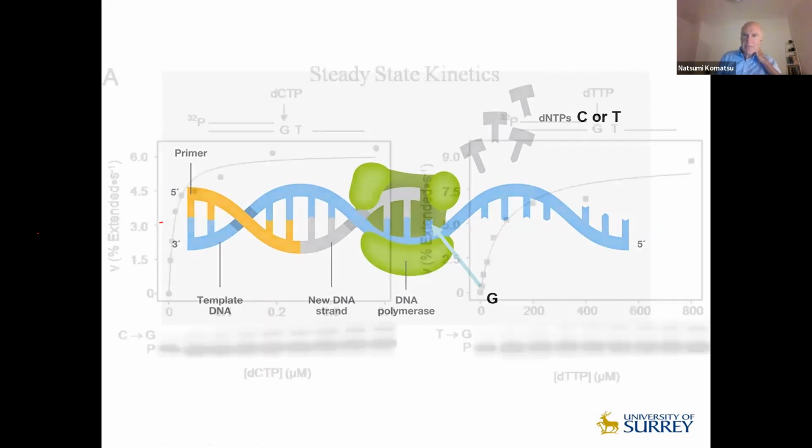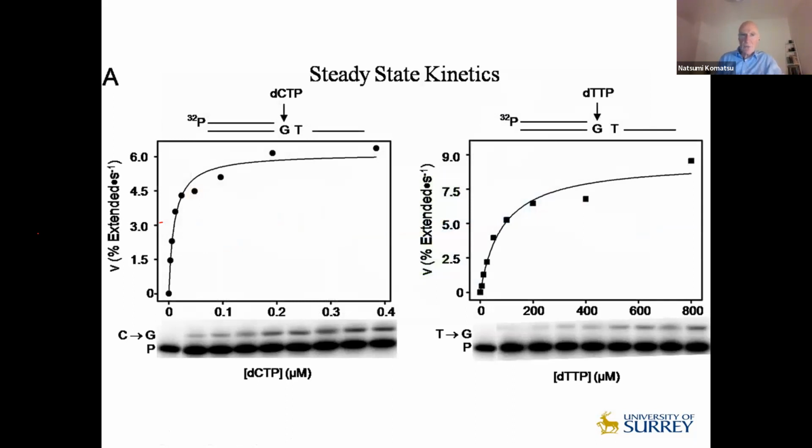Now, the first thing we had to do, or Antonio had to do, was set it up so as we got the same level of incorporation. And you can see by the concentrations here, this is a concentration curve, looking at the incorporation of the CTP against the template of a G, and you can get that very efficiently incorporated at very low concentrations of the dCTP.